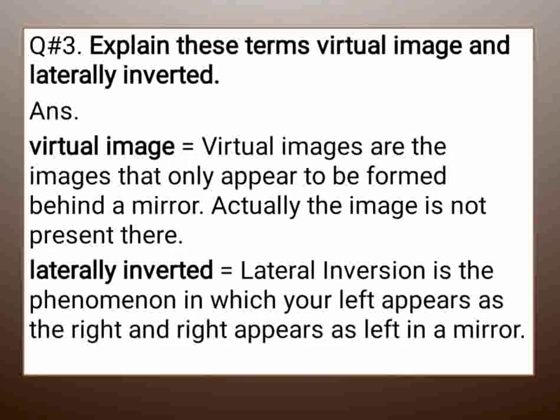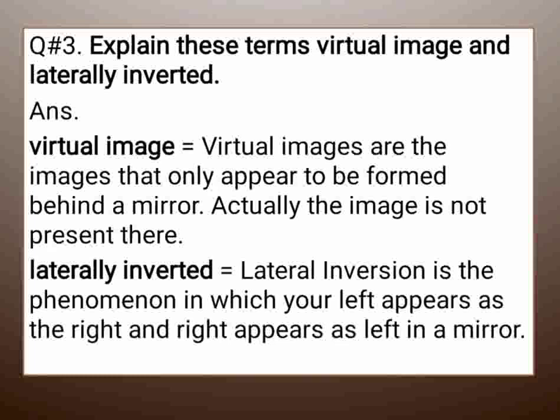Next question. Explain these terms: virtual image and laterally inverted. जो images आपको mirror में मिलते हैं उनकी properties में ये terms आप देखेंगे. Virtual image actually एक imaginary image है, so it's not actually formed. So you can define it that virtual images are the images that only appear to be formed behind a mirror. Actually the image is not present there. आपको लगता है वहाँ image बन रहा है, वहाँ कुछ है, but actually वहाँ कुछ नहीं होता. There is not any light going there.